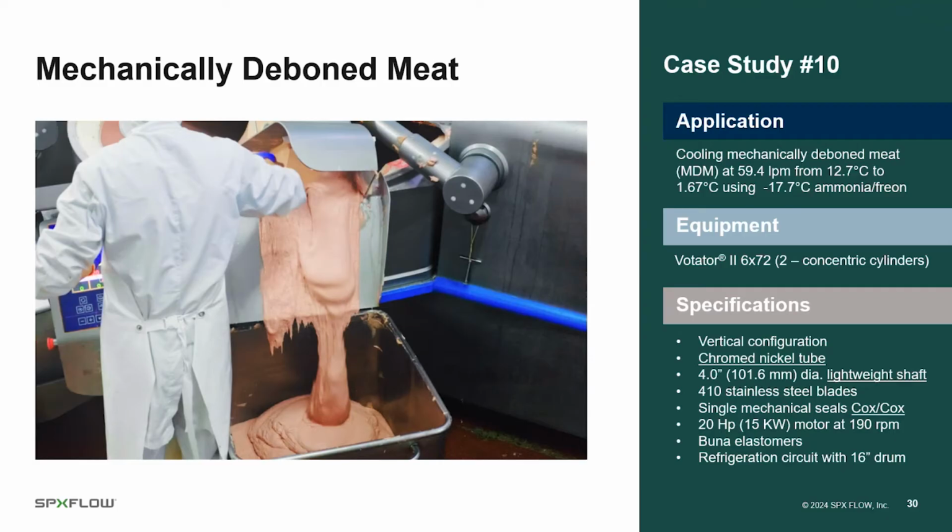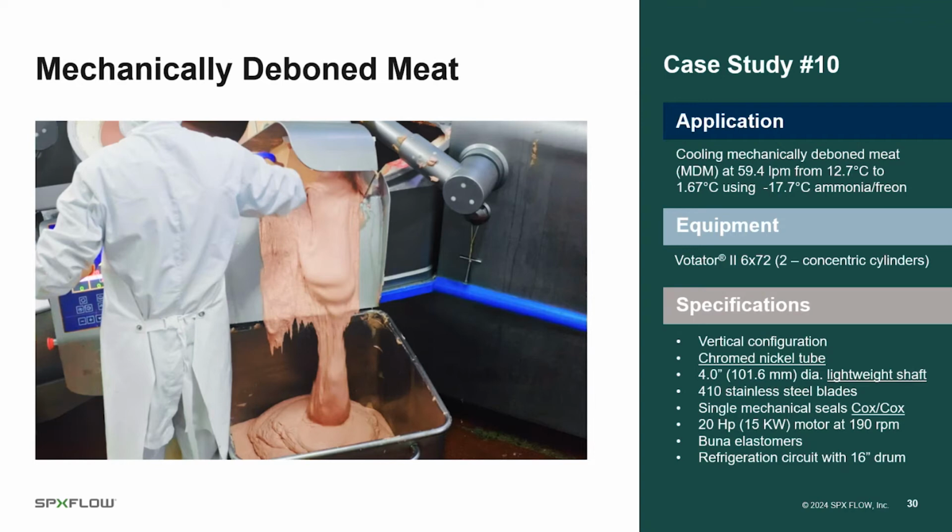Sometimes it's an 84. This happened to be 2 concentric cylinders. We do them both in vertical and horizontal. It just, again, depends on the floor space in the plant for the customer. We typically do use the chrome plated nickel, though, because of that high heat transfer coefficients. And it usually helps us keep the number of cylinders in the application down to a minimum.